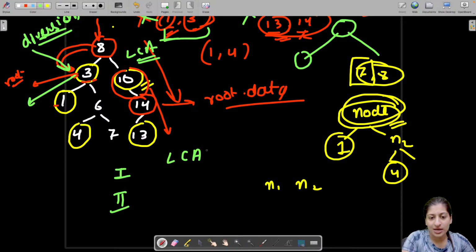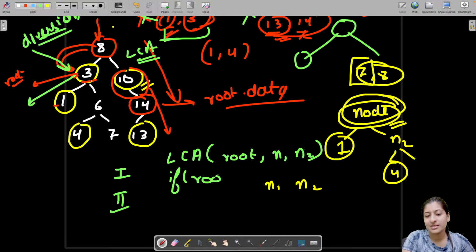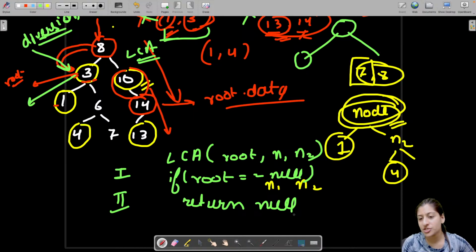For example, this is your LCA. You are passing root, and you are passing n1 and n2. So the base case is as usual: if root is null, then you return the null value. The other conditions I'll write are two, and the third one will automatically fall into this scenario.